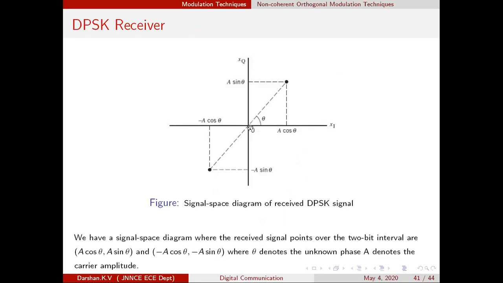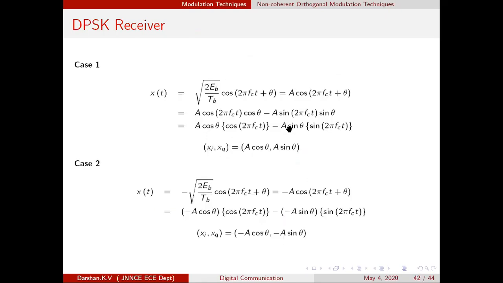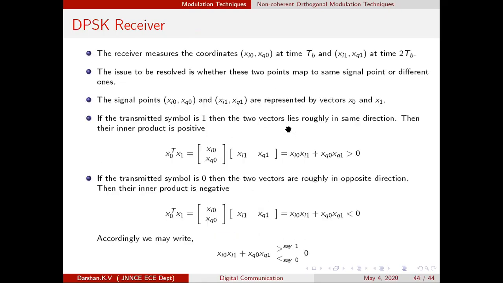Correct. Now, these two points are opposite to each other. And obviously, how are the vectors? Are the vectors aligned in the same direction? No, one vector is aligned over here and the other vector is aligned over here. In other words, the vectors are not lying in the same direction. So that is what you are supposed to understand.